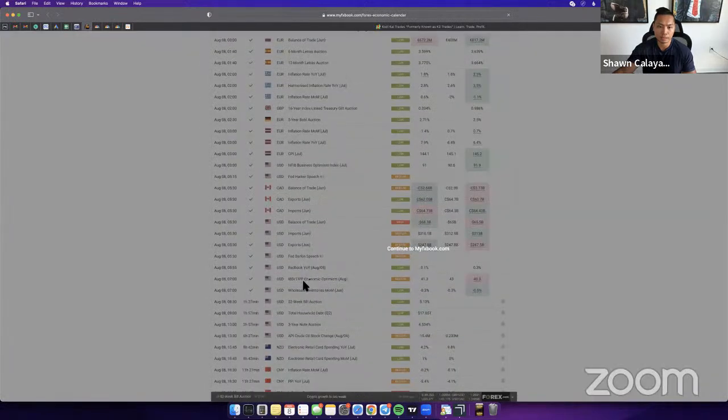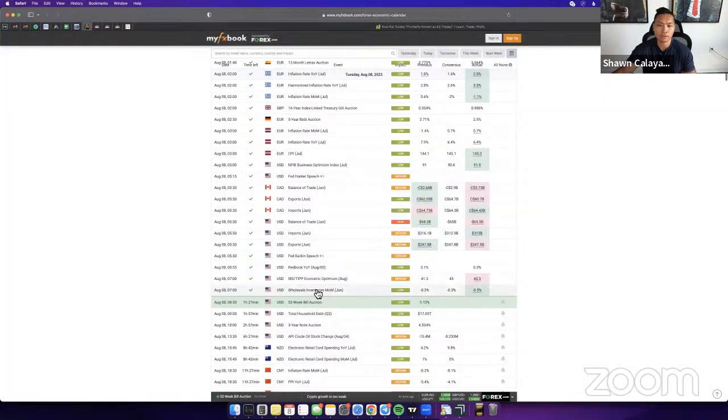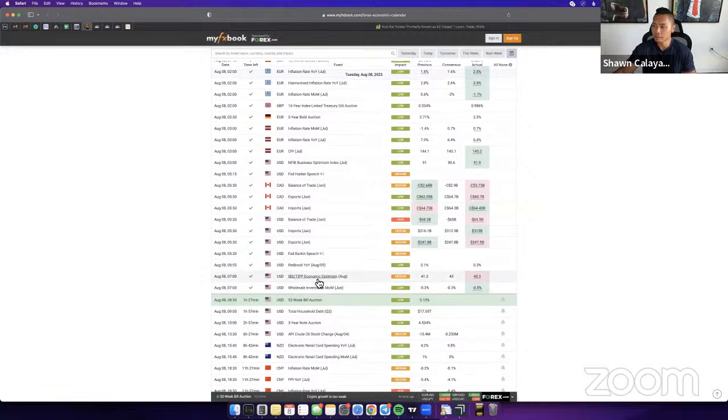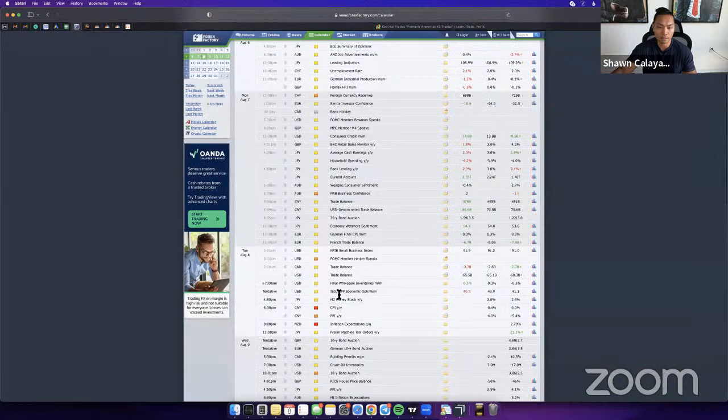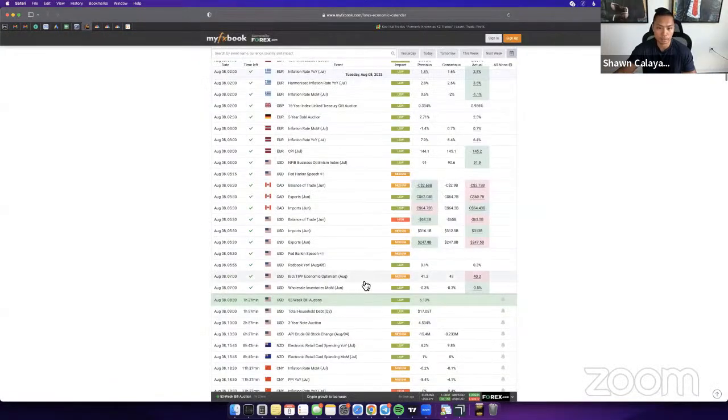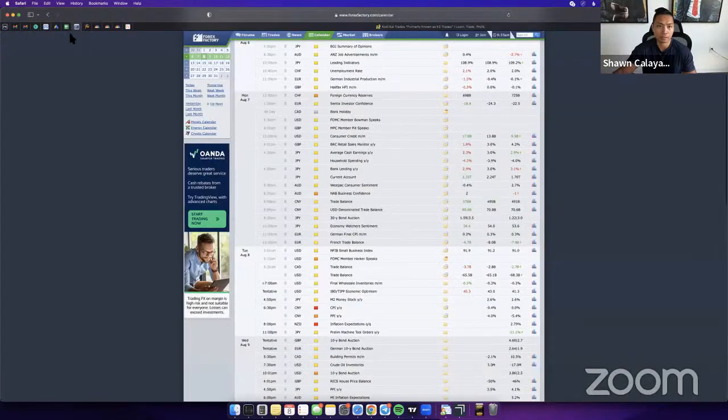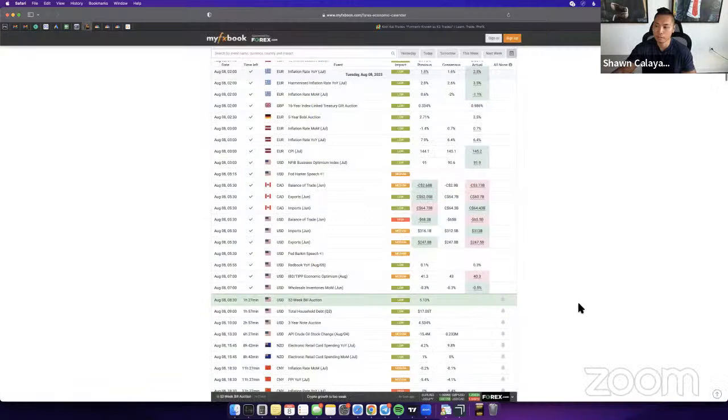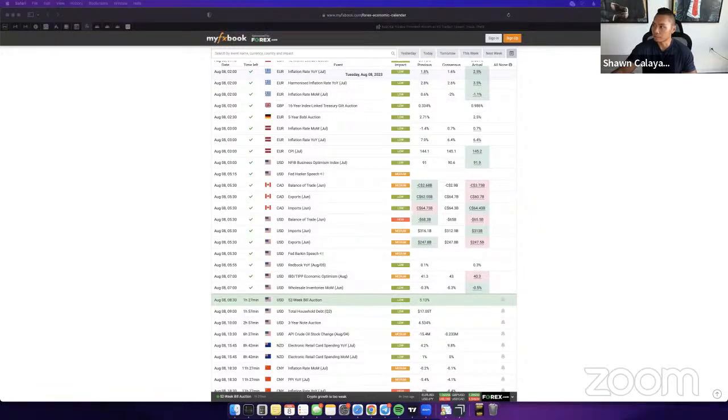The thing with the IBD TIPP economic optimism is it usually doesn't have a set time. So it's the same news event. It's just usually it says tentative. So you can see over here it says tentative for IBD TIPP economic optimism, but the news just came out already. You can see the news is already established. It was negative here on Forex Factory, and then you can see over here it's also at 7 o'clock on MyFXBook. So same news event. It's just the timing was not exact on FTMO, but it's the same news event.